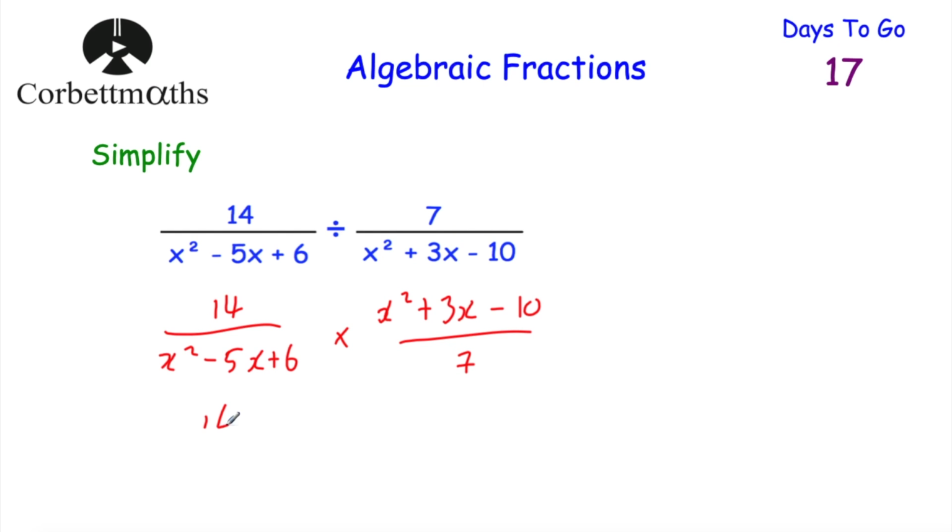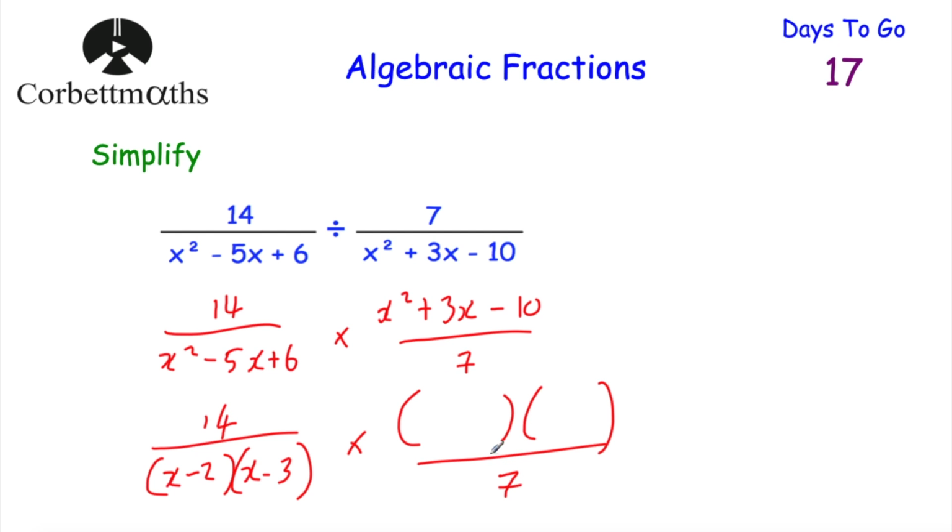So with the first fraction, we'd have 14 over, and then let's factorize the denominator. So let's factorize that and see what we get. So that'll be x and x. We want two numbers that will multiply together to be 6 and add together to be minus 5. So I'm thinking minus 2 and minus 3. And then we'd have multiply, and then our second fraction.